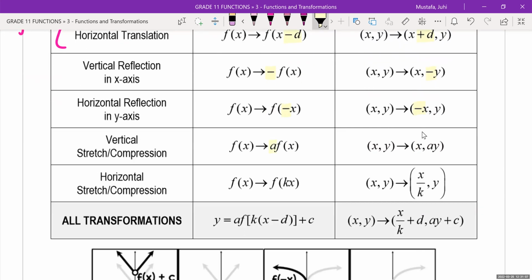A vertical stretch or compression, again, affects your y, and a horizontal stretch or compression affects your x, and it's the opposite. So you multiply by the reciprocal. So here are all of the transformations. I never tell you to memorize this because I think it's actually much easier just to use common sense when you're doing these transformations. And I'll show you what I mean by that.